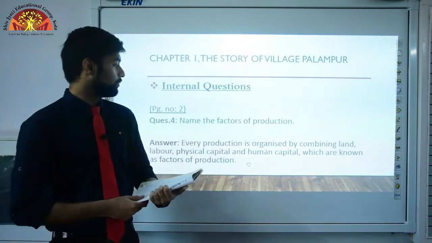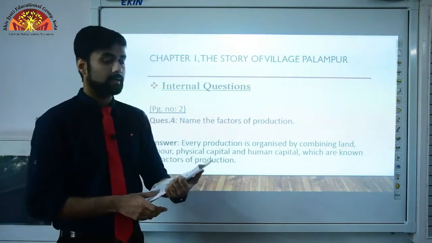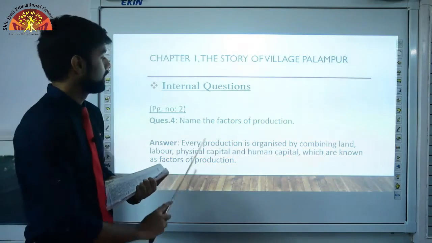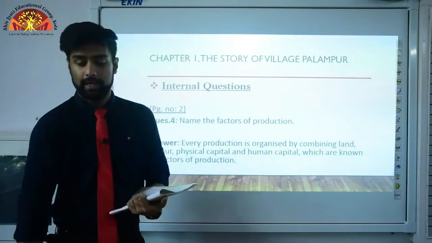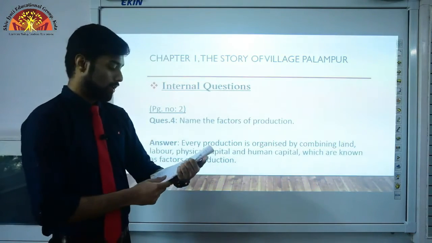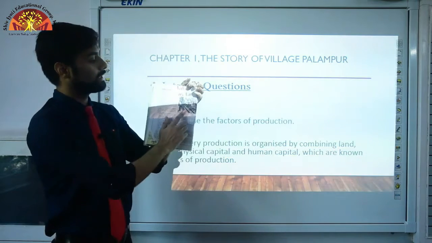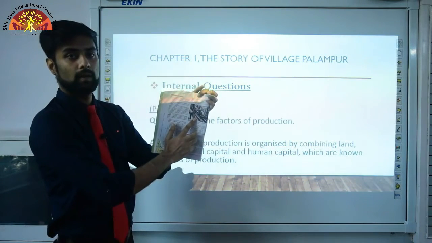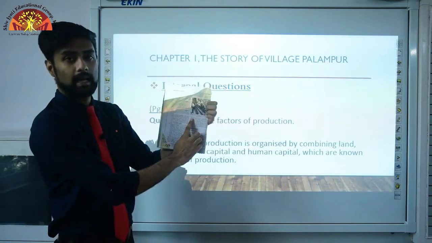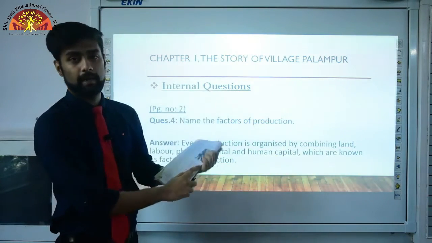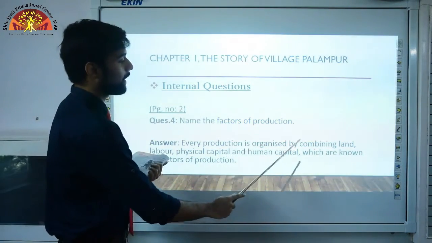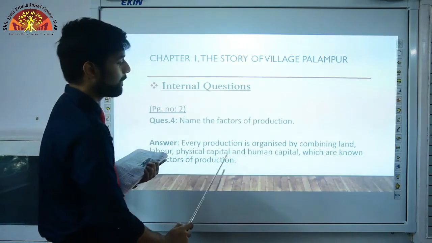Now, on page number 2 only, mark another question. Write the question: name the factors of production. Okay, write this question. Now mark it on page number 2. Here a picture is given. Just beneath that picture is a line starting with every production is organized by. Mark this line as I am saying. Every production is organized by combining land, labor, physical capital and human capital.